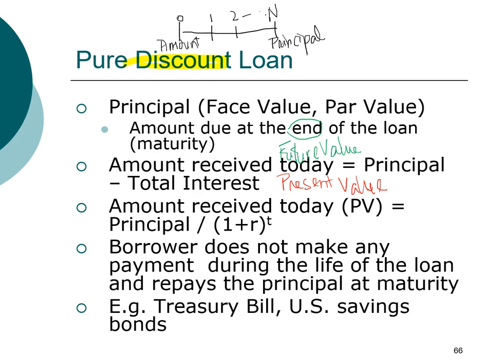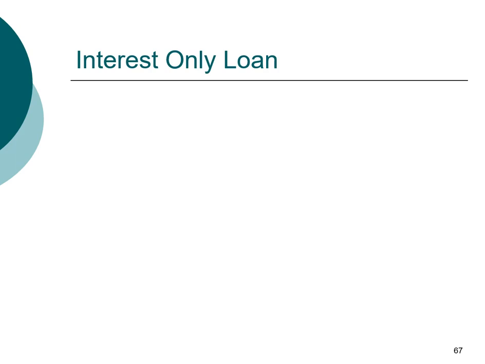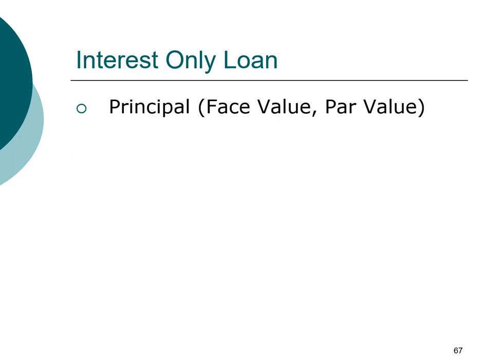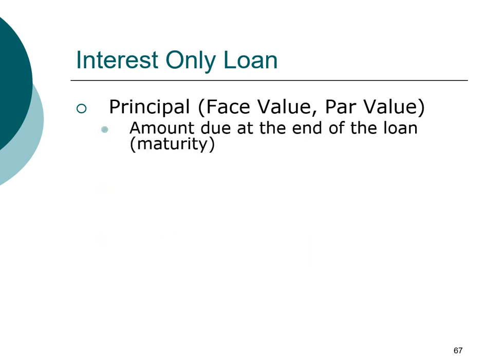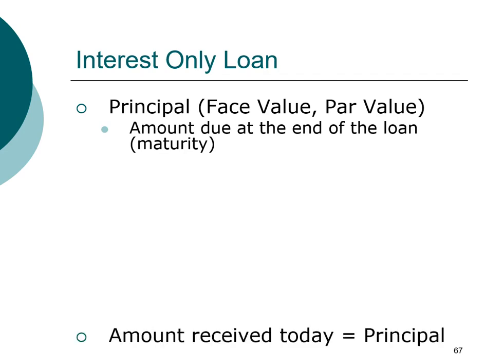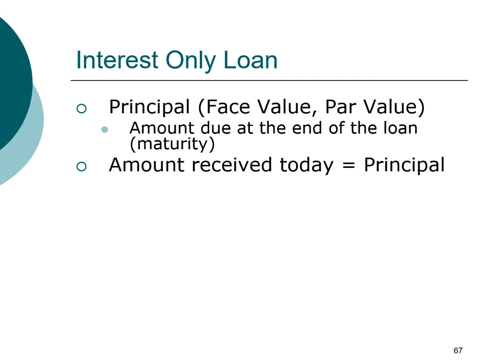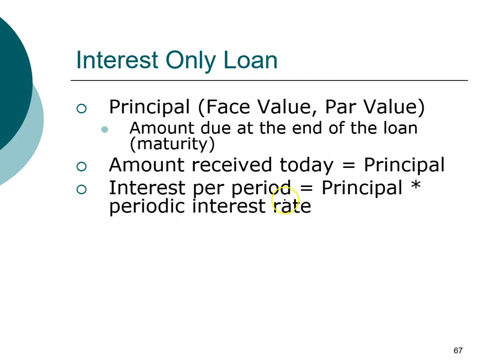Even though we're not going to go into details about the calculation of interest-only loans, I want to introduce the concept here as well. For an interest-only loan, you also have principal, face value, and par value. This is also the amount that is due at the end of the loan. The amount you receive today is the principal. So in an interest-only loan, you borrow $10,000, let's say, and you have to repay $10,000. The interest per period is based on the principal times the periodic interest rate.